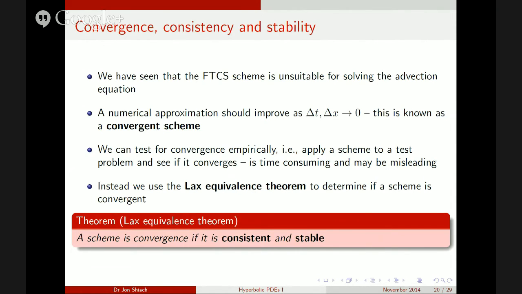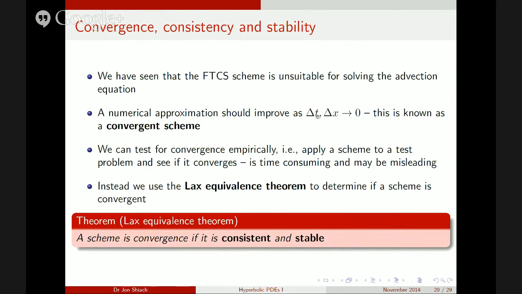So what we're going to look at now is the idea of stability, and in more formal language, convergence, consistency, and stability. We've already seen the FTCS scheme is unsuitable for solving the advection equation; it became unstable. What we should have is that any numerical approximation should improve as our steps in time and space get smaller. That's theoretically what should happen. That's the whole point of our order and the truncation of the Taylor series.